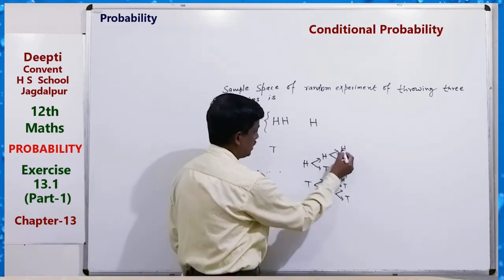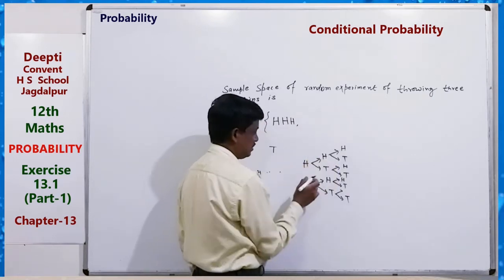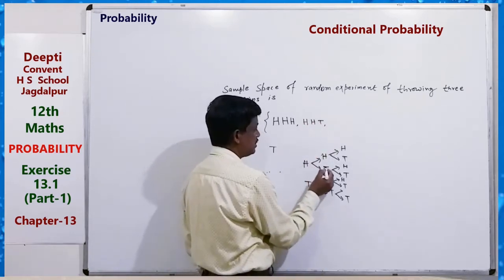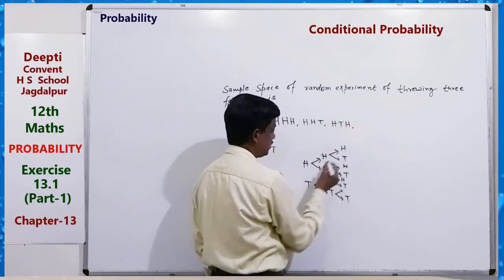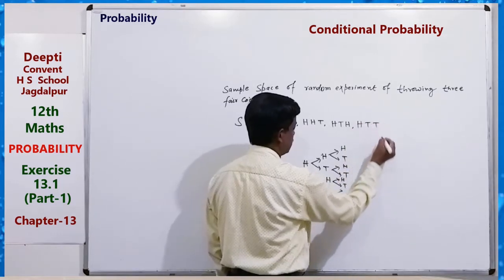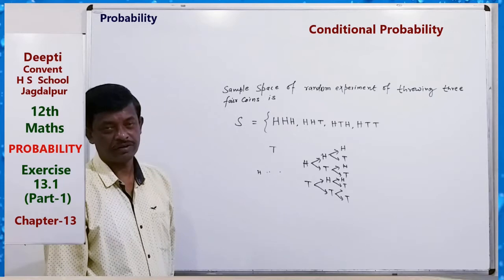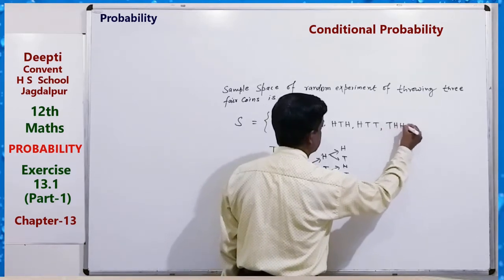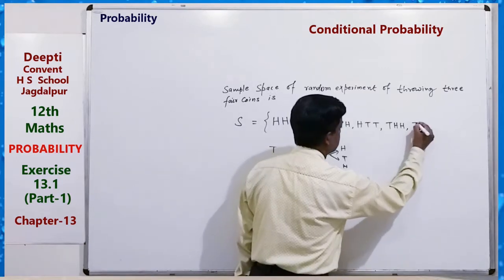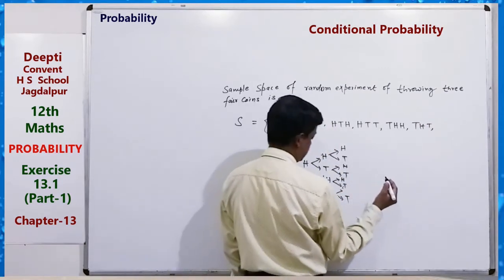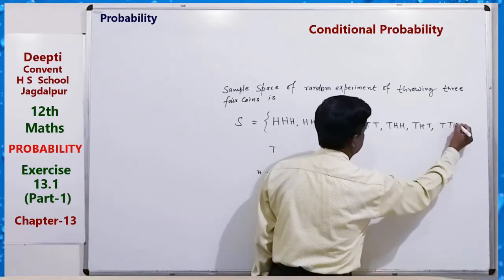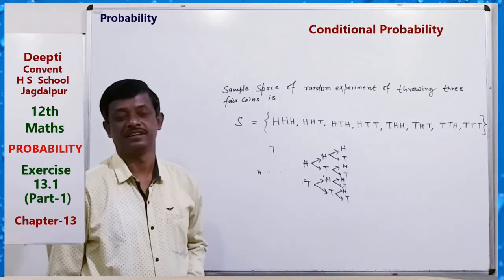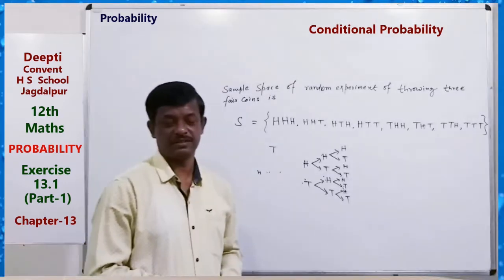So one outcome may be like this: HHH, HHT, HTH, HTT. Clear? Now THH, THT, TTH, and last is TTT. These may be the outcomes for throwing 3 coins simultaneously or one by one.